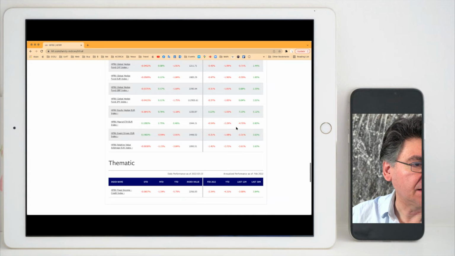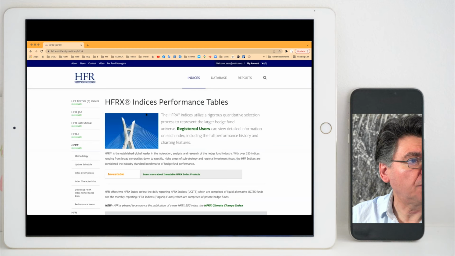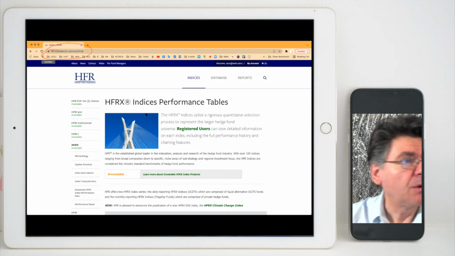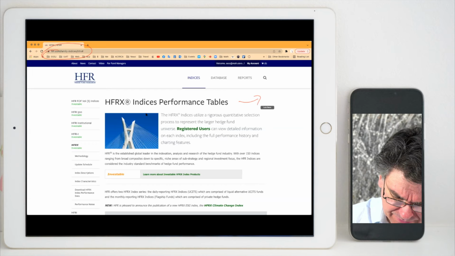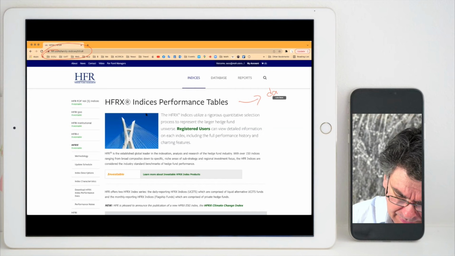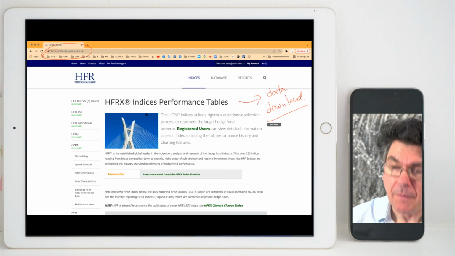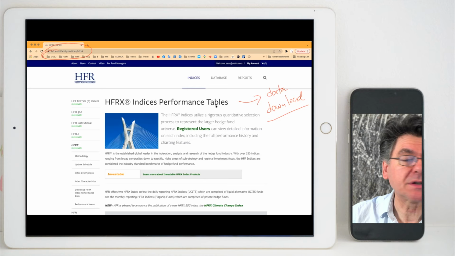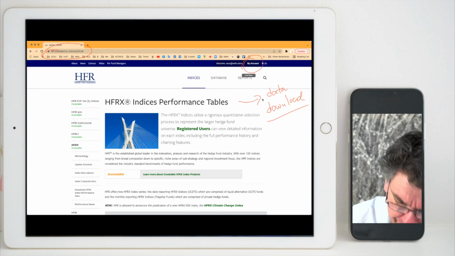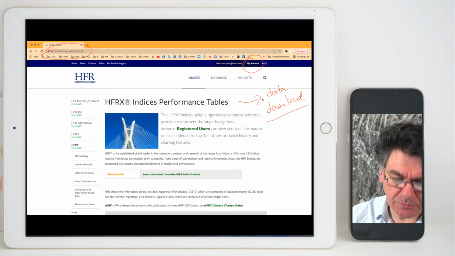One advantage of this website is that these indices have data that you can download. So I like them because they give us downloadable data that we can use for calculations. Okay, so we're gonna be using this data. One of the things that I would like you to do this week is you have to sign up, and when you sign up, you have access to the historical data.